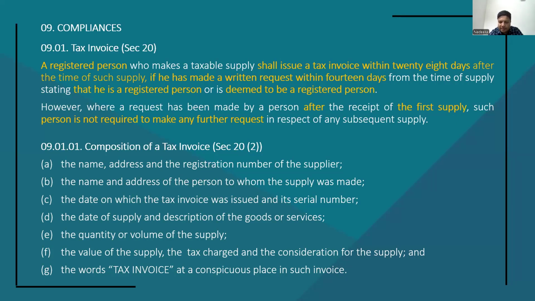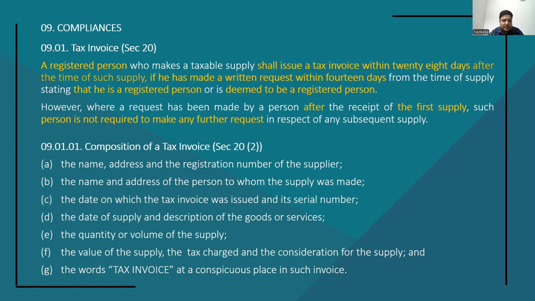But after that person makes the first request, he doesn't have to make a request thereafter. Then you know that he's a registered person, and when you supply goods or services to him, you must issue a tax invoice to him. However, where a request has been made by a person after the receipt of the first supply, such person is not required to make any further request in respect of subsequent supplies.